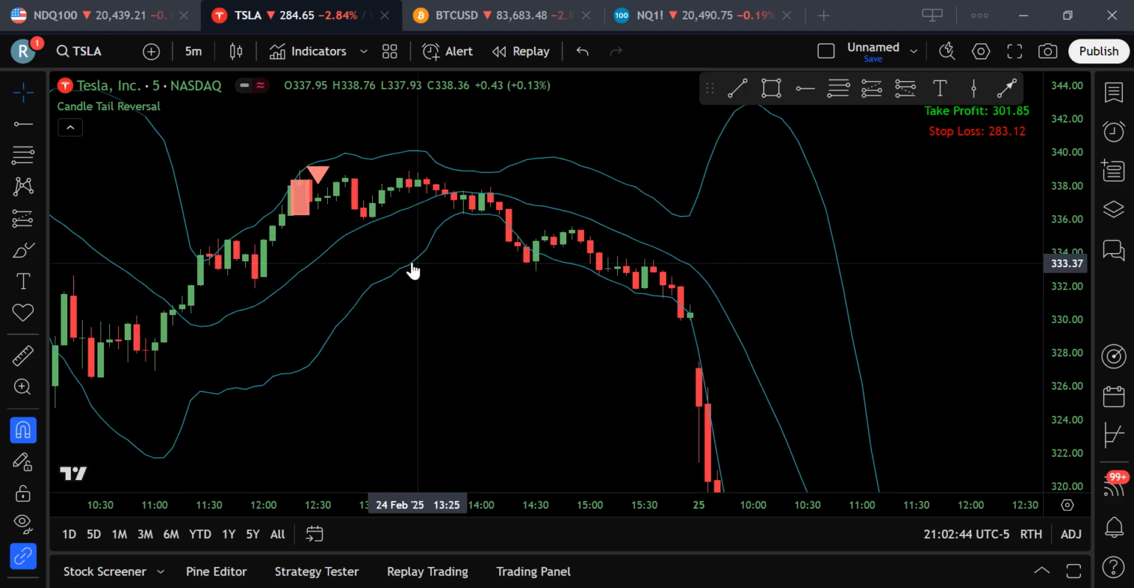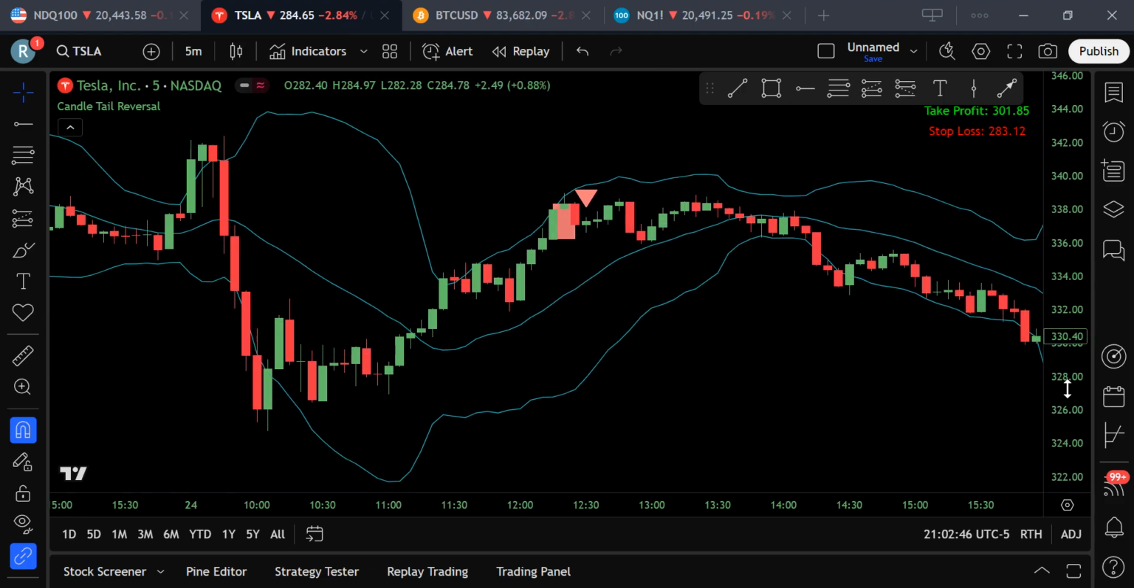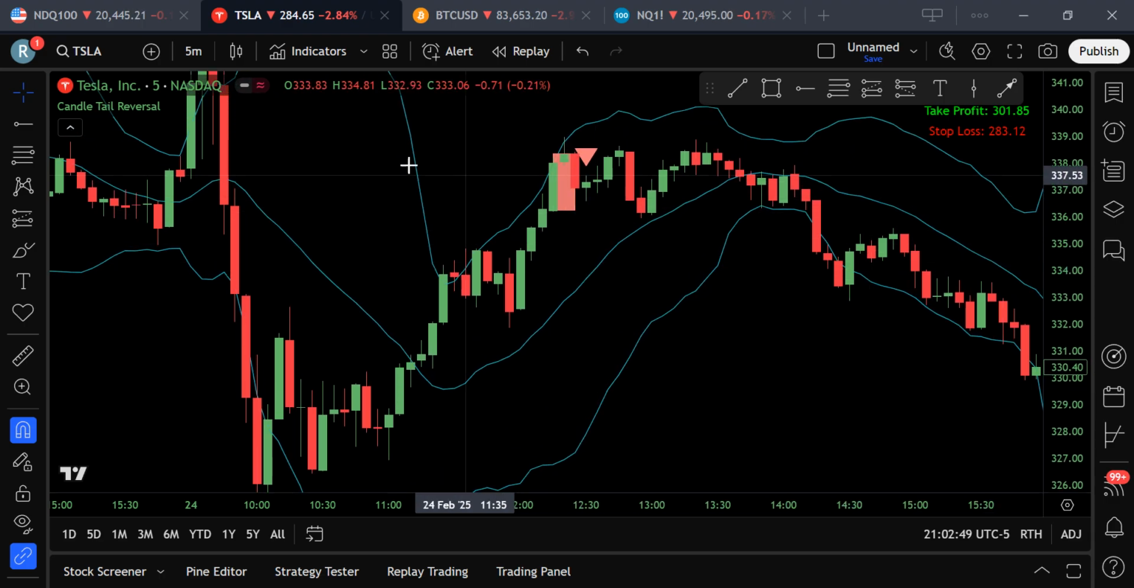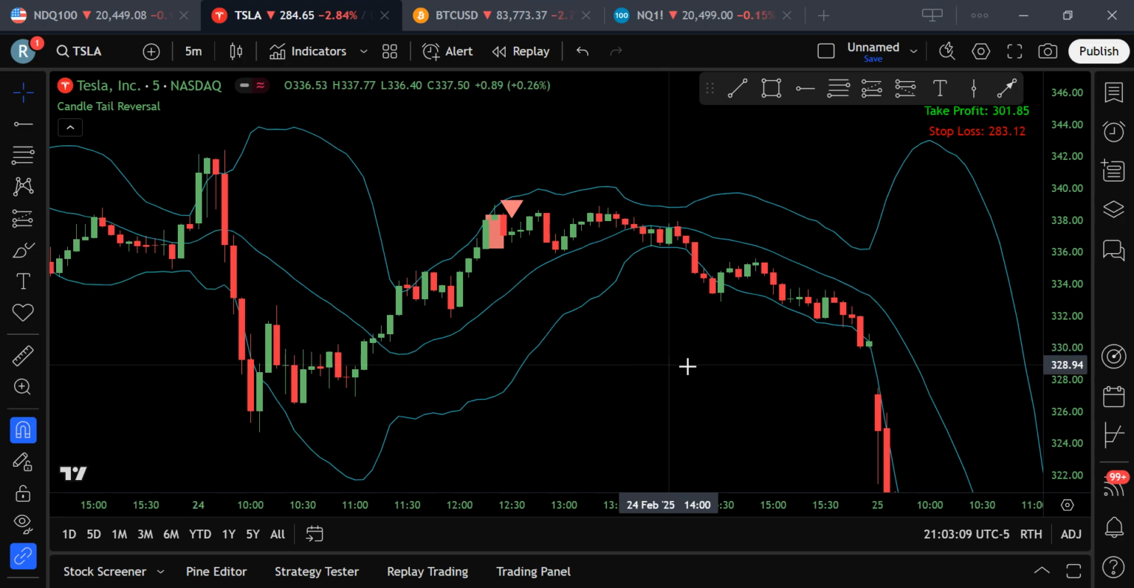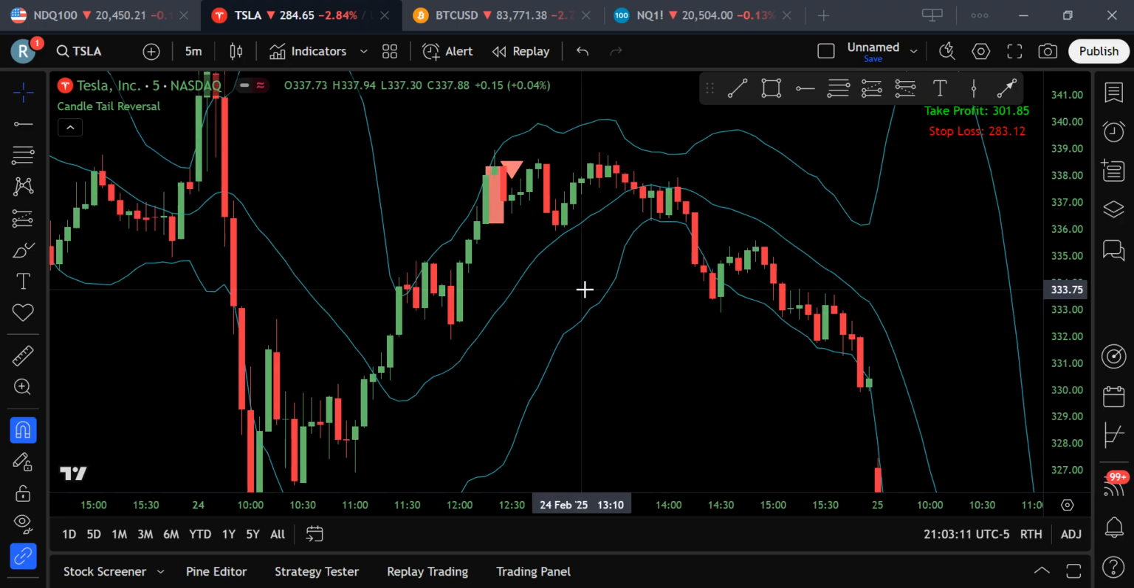And one of the price action characteristics, as I zoom in here, the reason why it's called candle tail reversal is it is finding two candles where the wicks are poking above the Bollinger Bands, but no closes, two consecutive candles poking above it. And of course, it's taking in some other price action formulas as well to find this sell signal. But we're going to go over some examples and ways you can use this.